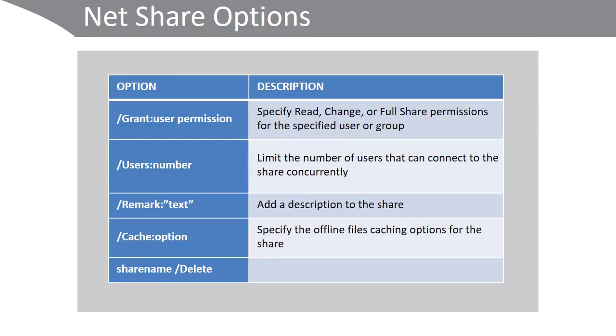You can also use the /cache option to specify the offline files caching options. This means that users will be able to access the content even if they're not currently connected to the shared folder. Clearly, they will have had to have cached those files. And then finally, if you use the share name /delete switch, it will remove an existing share.